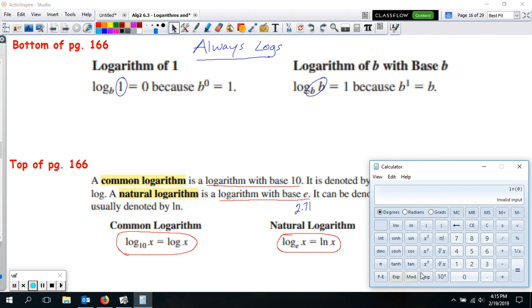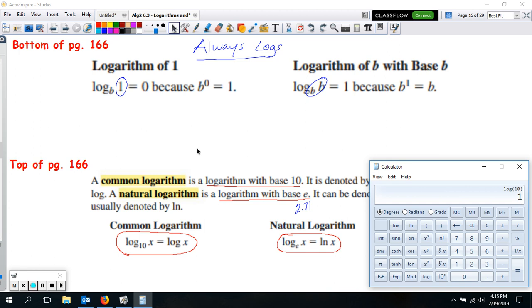But if you just want to figure out log base 10 of something, so let's say log base 10 of 10, we'll look at this one right here. If it says log base 10 of 10, it should say 1. So if I say 10 and then hit the log button, it equals 1. Log base 10 of 10 is 1.